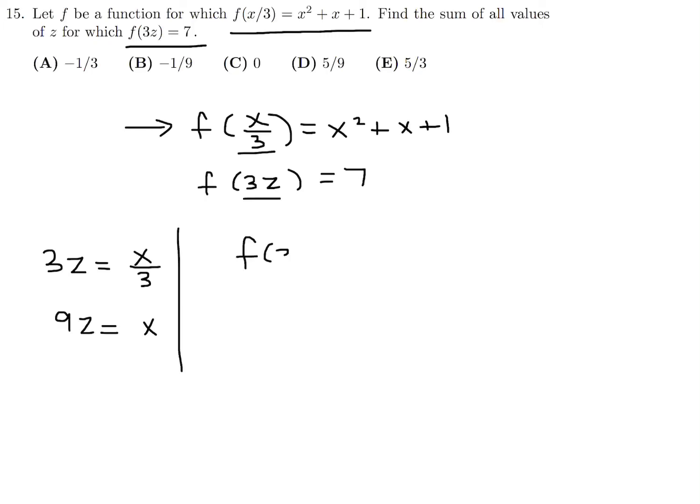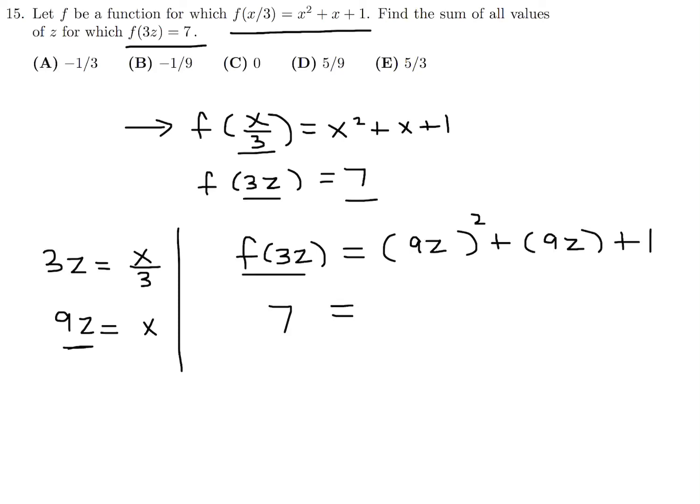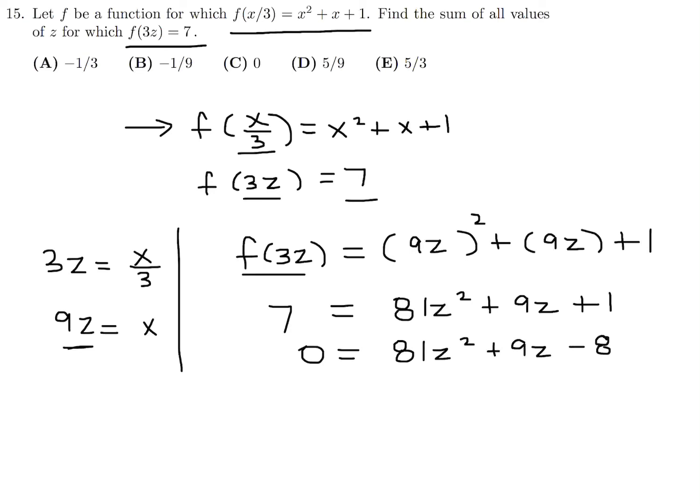So therefore f at 3z is equal to, instead of x, we have to put 9z. So we got 9z there and 9z there. And f at 3z, they've already given us, is 7. So this becomes 81z squared plus 9z plus 1. And this is therefore 81z squared plus 9z minus 8 is equal to 0. And can I reduce this? Sorry, that is minus 6.